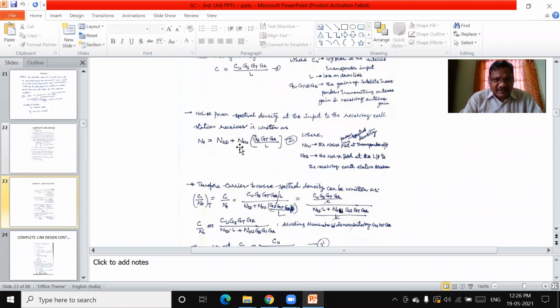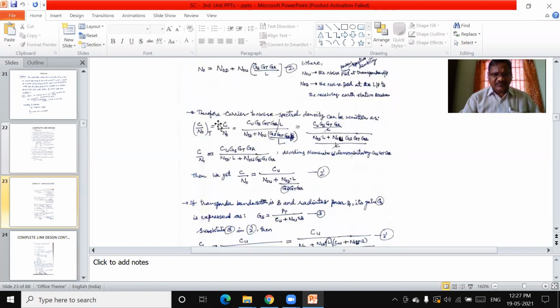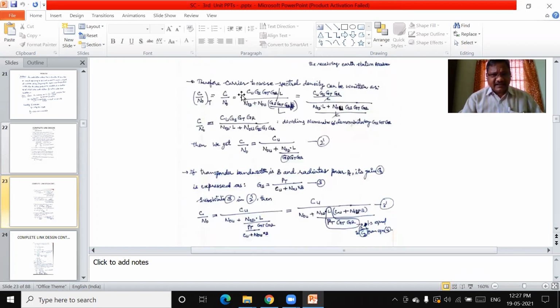So now the whole term here and NOD. NOU and NOD are nothing but the noise power spectral density at the transponder input, NOU, and NOD, the noise power spectral density at the input to the receiving earth station receiver. That is the second equation. Now the third equation, obviously carrier to noise power spectral density, C by N naught. So therefore the carrier to noise spectral density can be written as C by N naught T, the total.